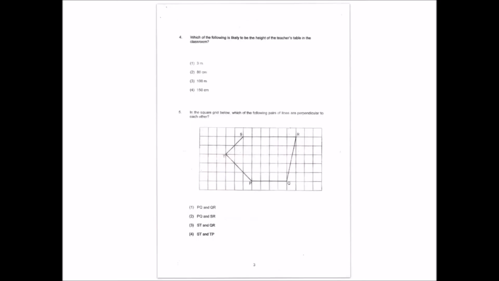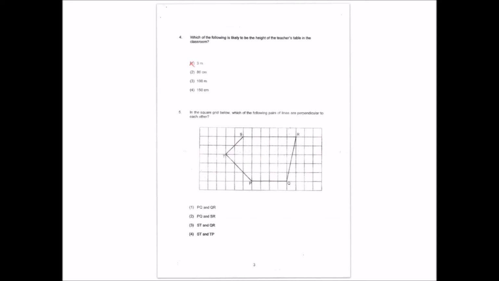Question number 4. Which of the following is likely to be the height of the teacher's table in the classroom? As you have definitely seen a teacher's table, you know that it is almost as high as his or her waist height. And therefore, if the average Singaporean is only 1.6 to 1.7 meter tall, how can the table be 3 meter tall? It would be taller than the human itself, isn't it? And therefore 1 is out.